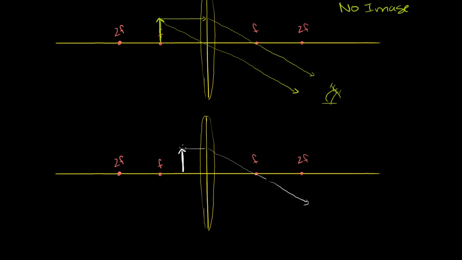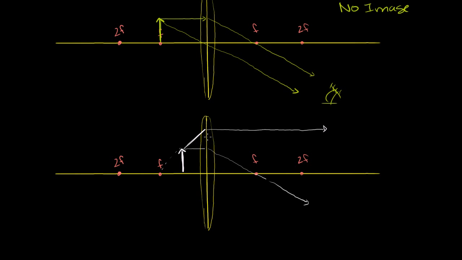And then let's do another light ray, going in a direction as if it were coming from the direction of the focal point on this side. So if it were to come from that direction, the light ray would go like that. And then it would come out on the other side parallel. So clearly, these 2 light rays are not converging, so no real image is going to form.